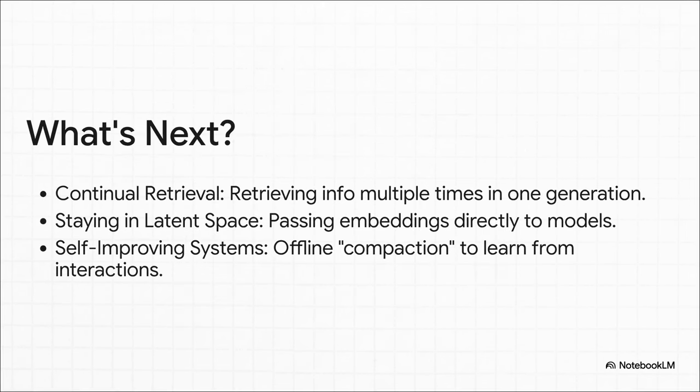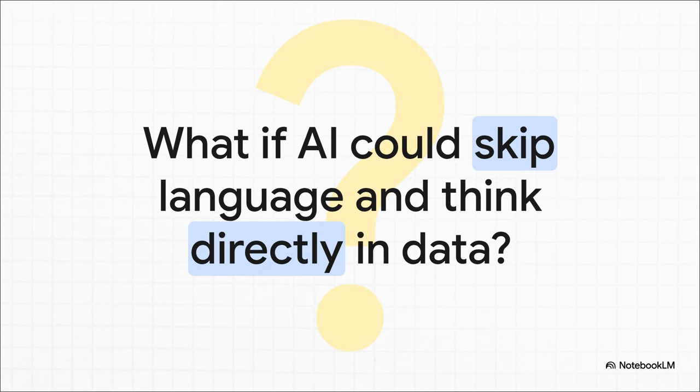And believe me, this field is evolving fast. Soon we're going to see continual retrieval, where models fetch new information multiple times while they're thinking. We might even see systems staying in latent space, which means they'd skip natural language altogether and pass compressed data directly between models. That would make them incredibly fast and efficient. You know, that final question, what if AI could think directly in data? That's really where all of this is headed.